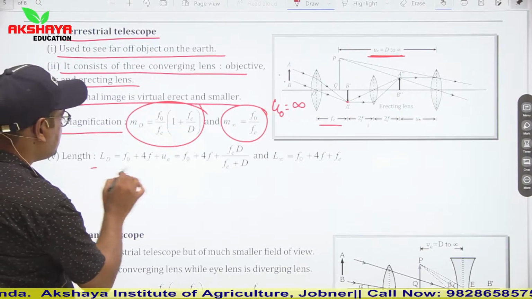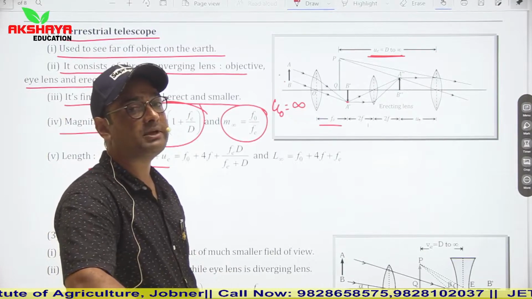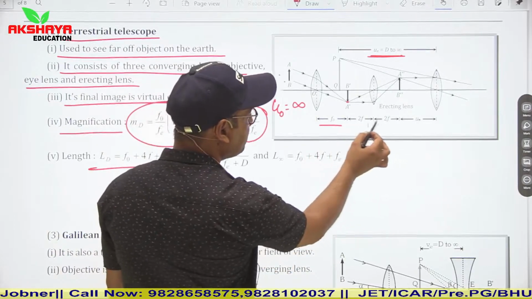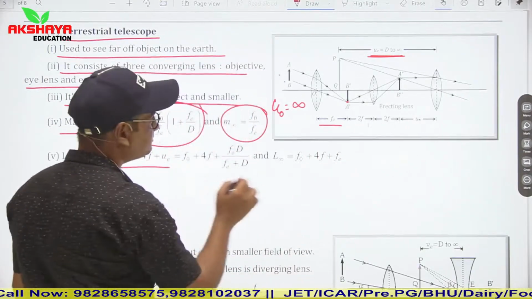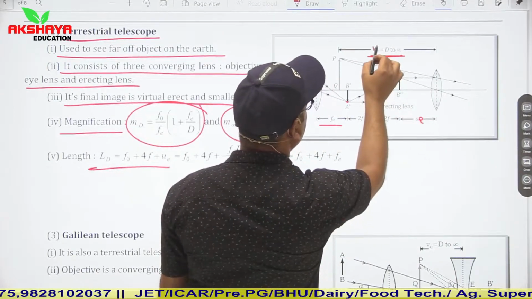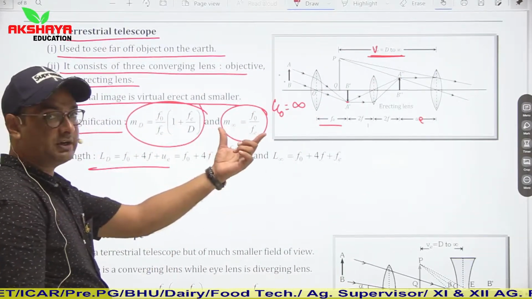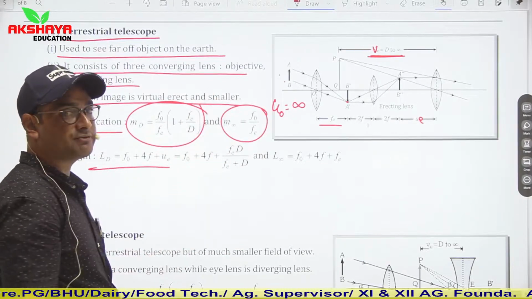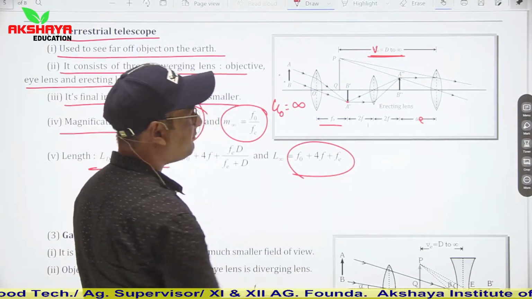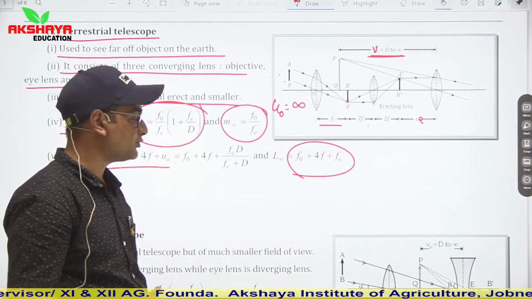Again, same concept in this situation, length of tube. The concept is again clear that length of tube is generally the separation between objective and eyepiece. So here the separation is FO plus 4F plus UE. This distance is UE and it is VE. So FO plus 4F plus UE in the general ordinary case, and if we say that the final image is formed at infinity, then its length will be FO plus 4F plus FE. So here is the addition of 4F with respect to the astronomical telescope.